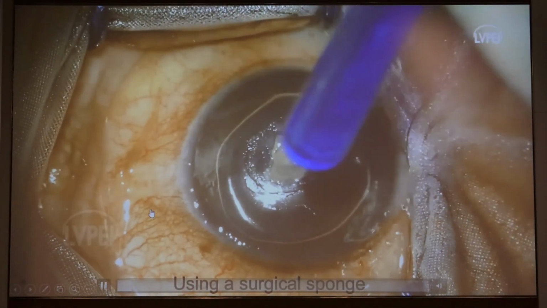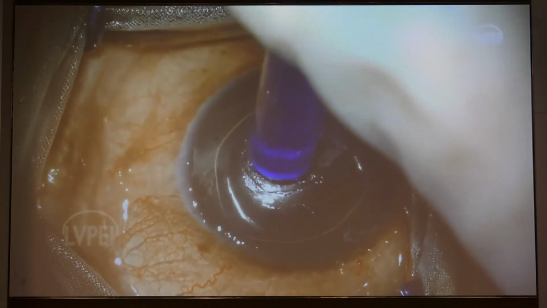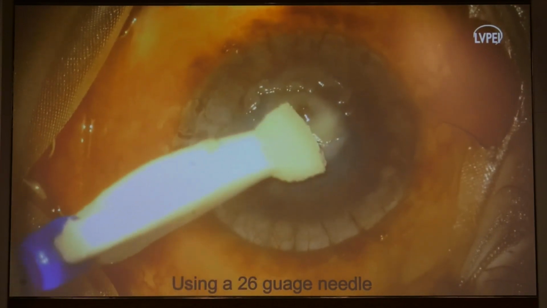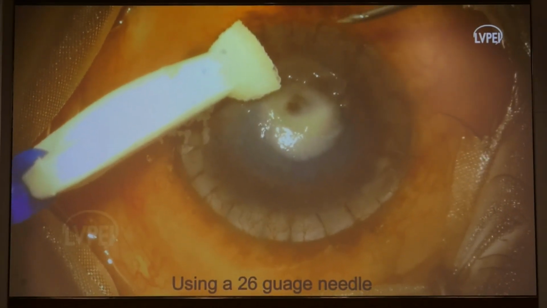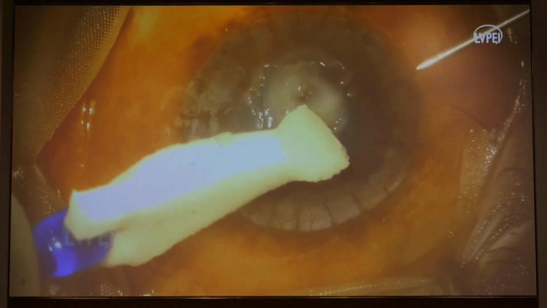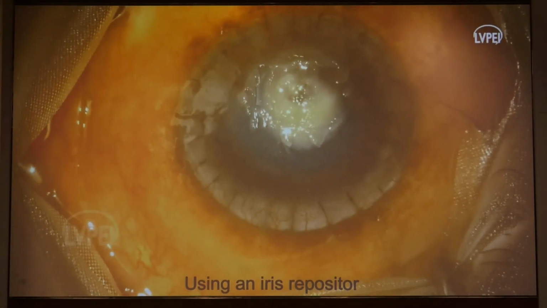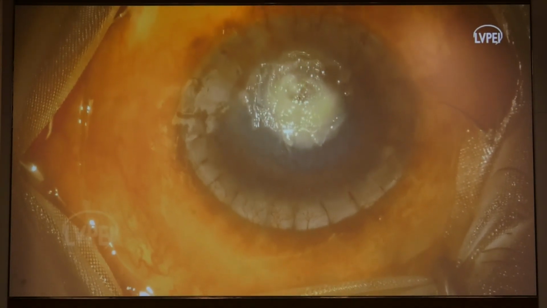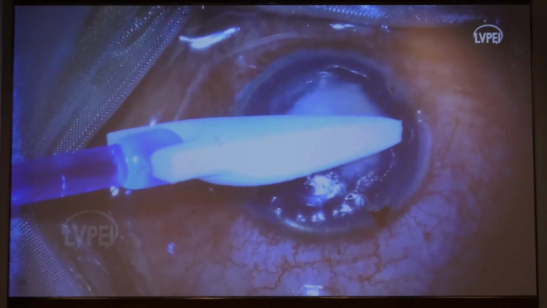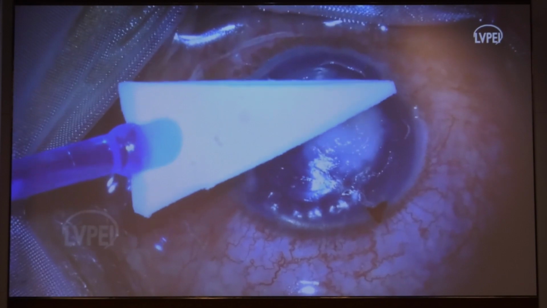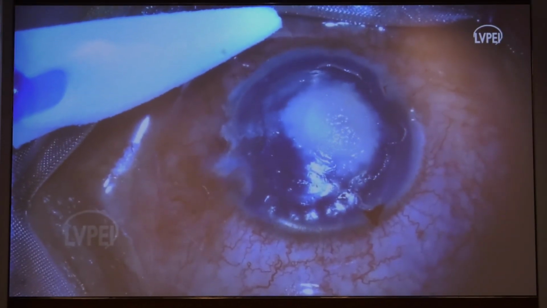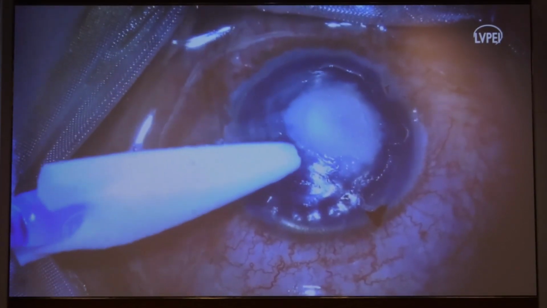So these are all the techniques of how to apply the tissue adhesive. A surgical sponge can be used. A 26 gauge needle can be used. It is advisable to not touch the tissue adhesive immediately after application to avoid peaking of the tissue adhesive. You can also use an iris repositor. Also, it is advisable to not apply too much tissue adhesive to avoid mound formation, especially in descemetocele and in large perforations.